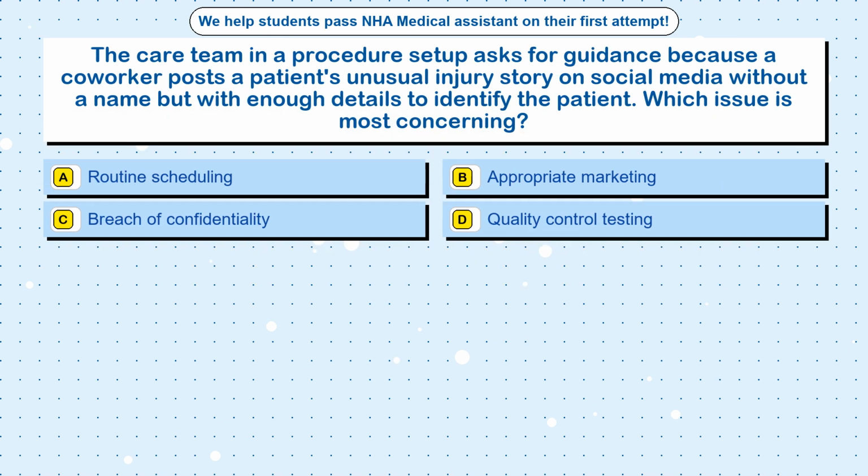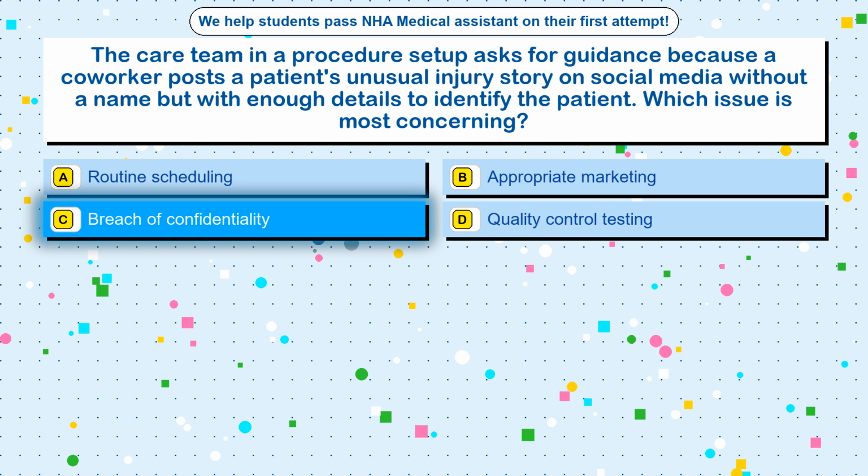Question 25. The care team in a procedure setup asks for guidance because a coworker posts a patient's unusual injury story on social media without a name but with enough details to identify the patient. Which issue is most concerning? Option A. Routine scheduling. Option B. Appropriate marketing. Option C. Breach of confidentiality. Option D. Quality control testing.